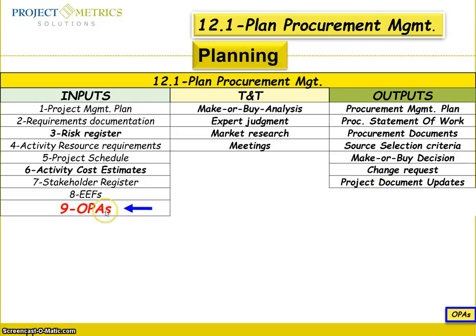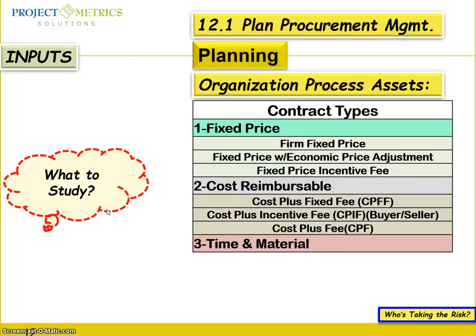It is very important to know about the organization process assets. What is in the organization process assets? You find documents, such as the contract type. You have to know what your company is inclined to work with and what type of contract. There are three major types: fixed price, cost reimbursable, or time and material.